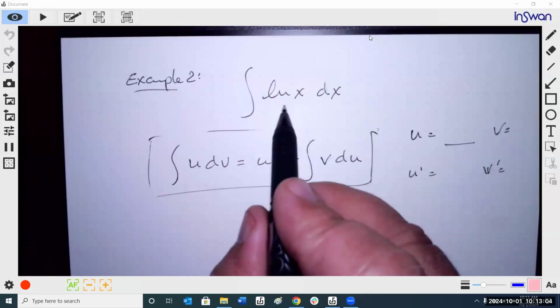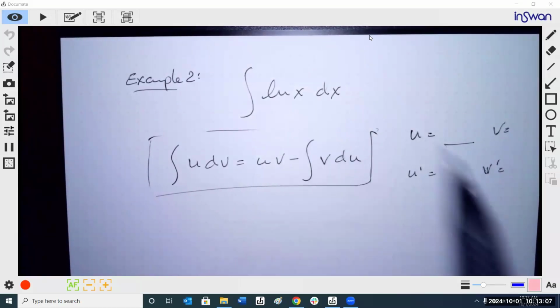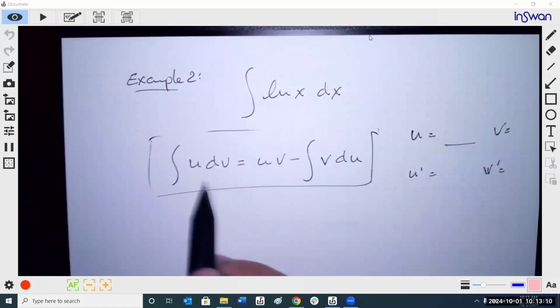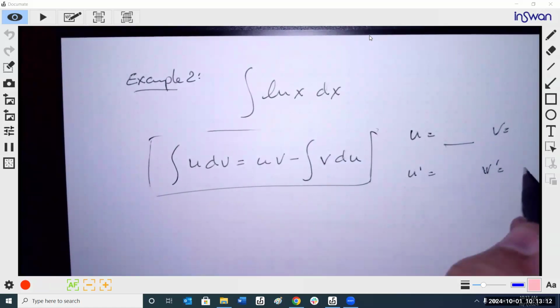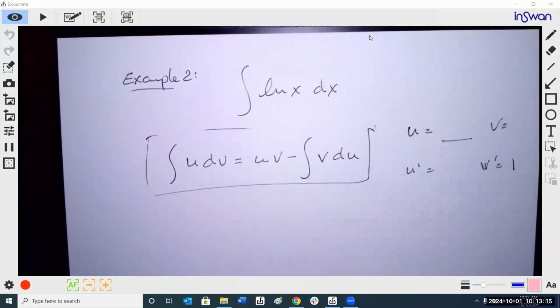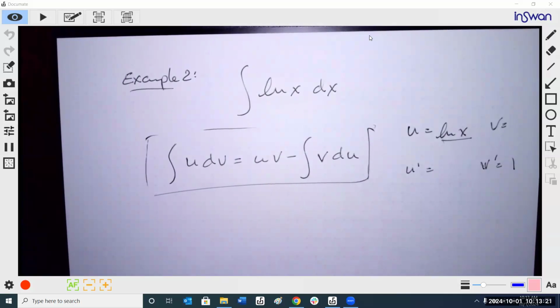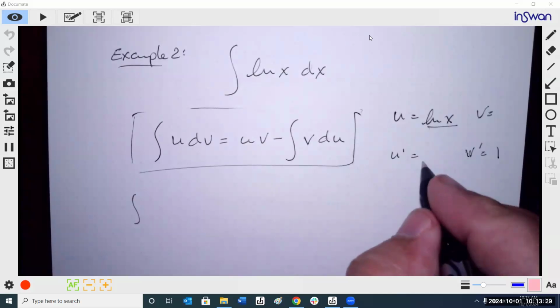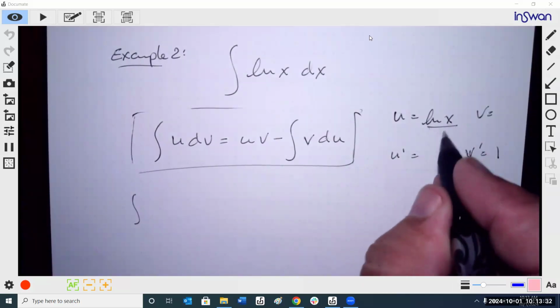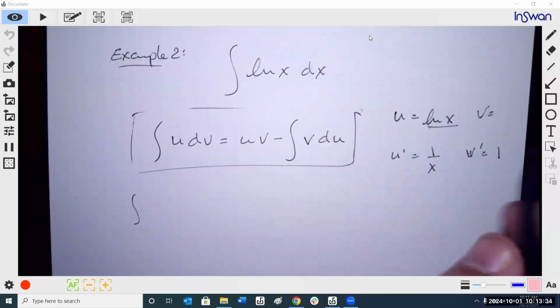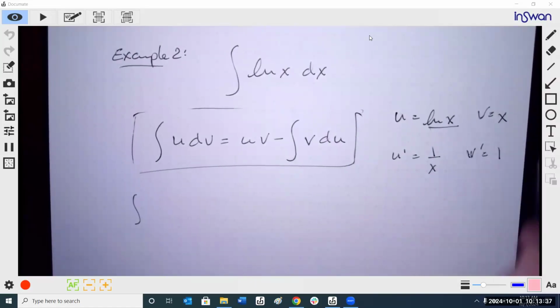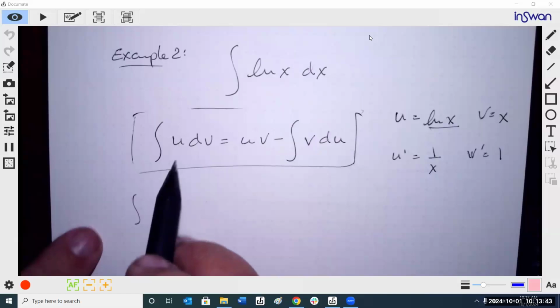Well, for the v prime, there's an invisible one. There has to be two parts, the u and v prime. This one's going to be 1. So this other one's going to be ln x, because we have to have the u and v part. So what we have here is this. Well, let's find u prime. The derivative of ln x is 1 over x. The integral of 1 is x.